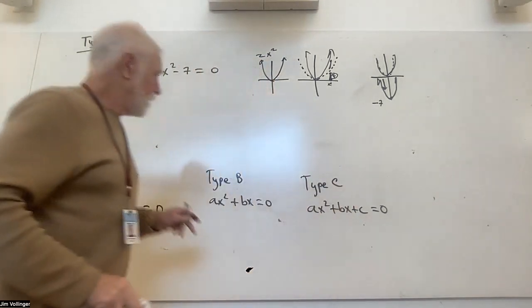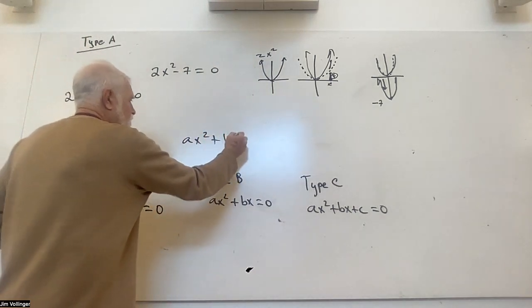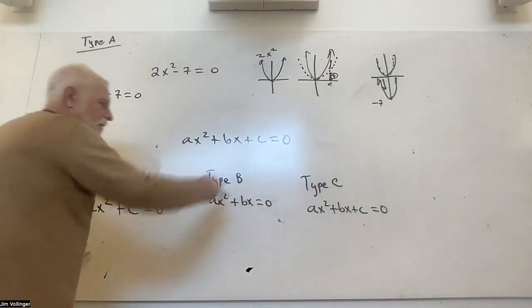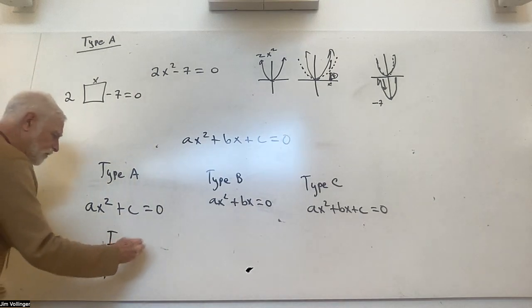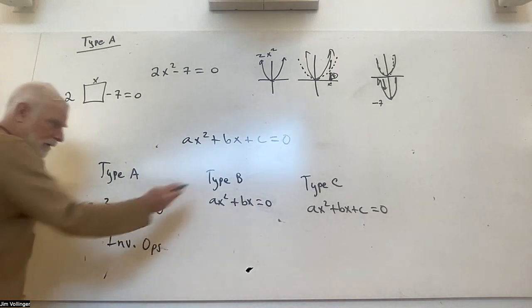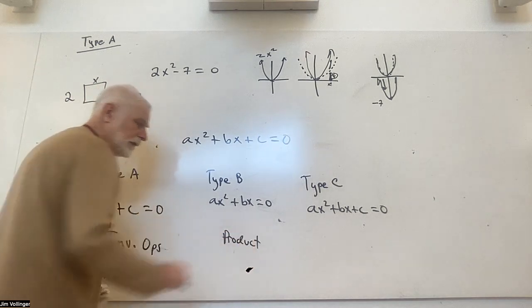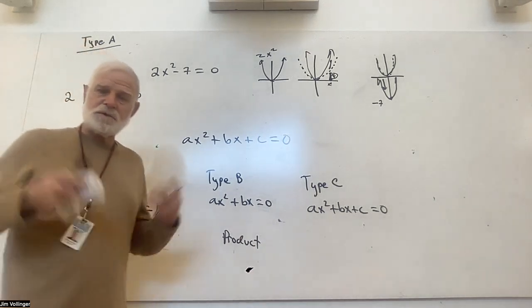All right, so quadratics: ax squared plus bx plus c equals 0. I'm going to break them up into three types: type A, type B, and type C. Type A, we're going to learn how to solve those quickly using inverse ops. Type B, we're going to learn how to write those in product form. Notice I didn't say factor. I'm not sure factoring resonates with folks as to what's really going on.